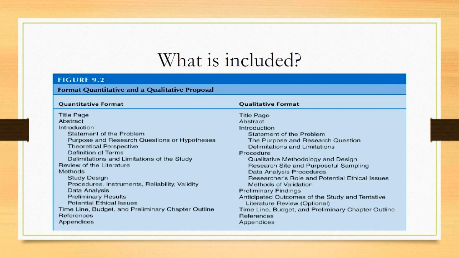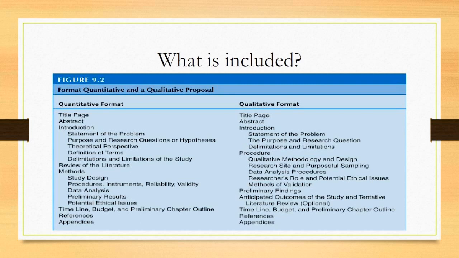In your template, you'll find that both the qualitative and quantitative formats require that you have a title page. So you'll see in the formatting of that title page that you have what's called a running head at the very top for the heading, and then you have your actual title and information about your school and the date that it was submitted and so forth. You'll also have an abstract.